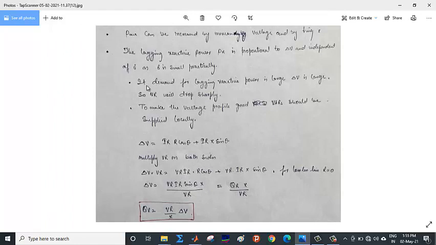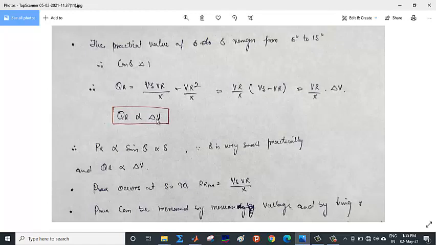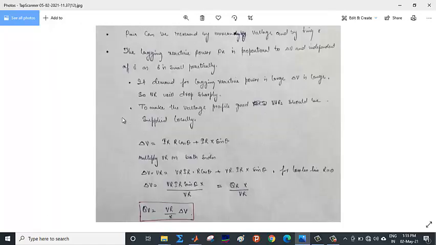So what does this mean? If demand for lagging reactive power is large, that means delta V will be large. For a constant Vs, VR has to drop very much to match the demand of this QR. So that is what practically happens: when reactive power demand increases, VR drops sharply. To make the voltage profile good, VARs, that means volt ampere reactive, that means reactive power has to be supplied locally. This is very important.